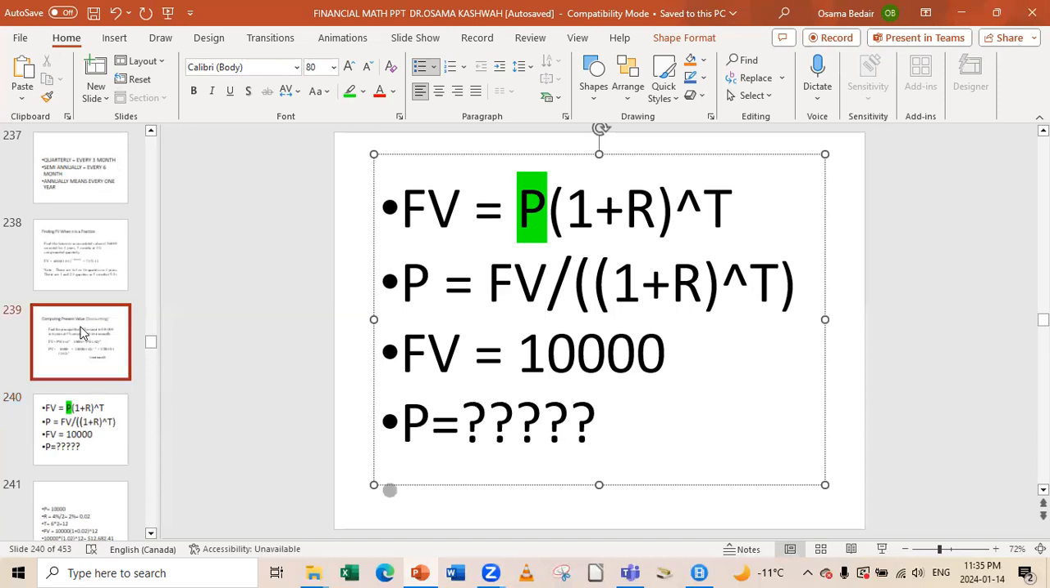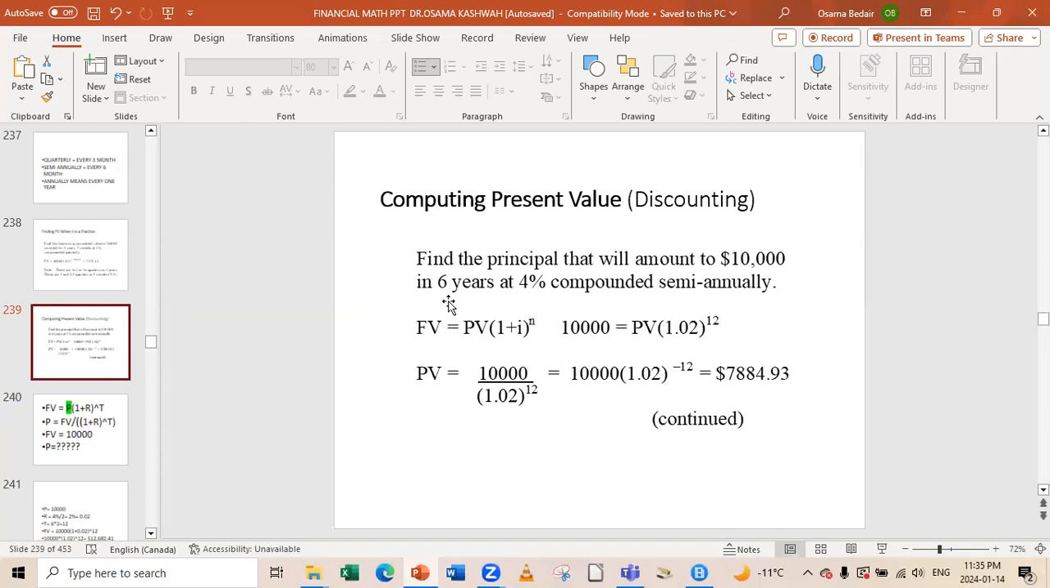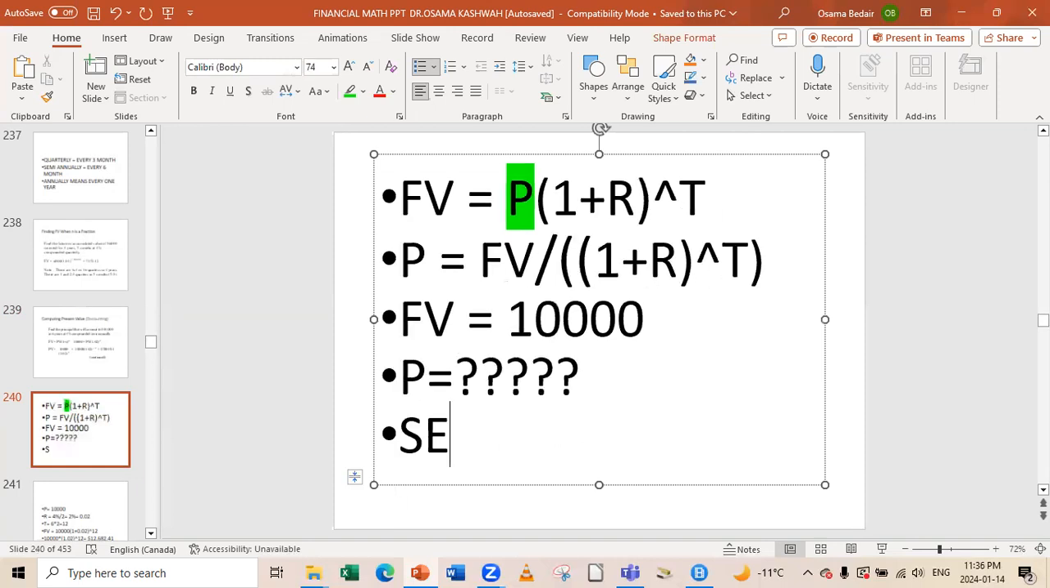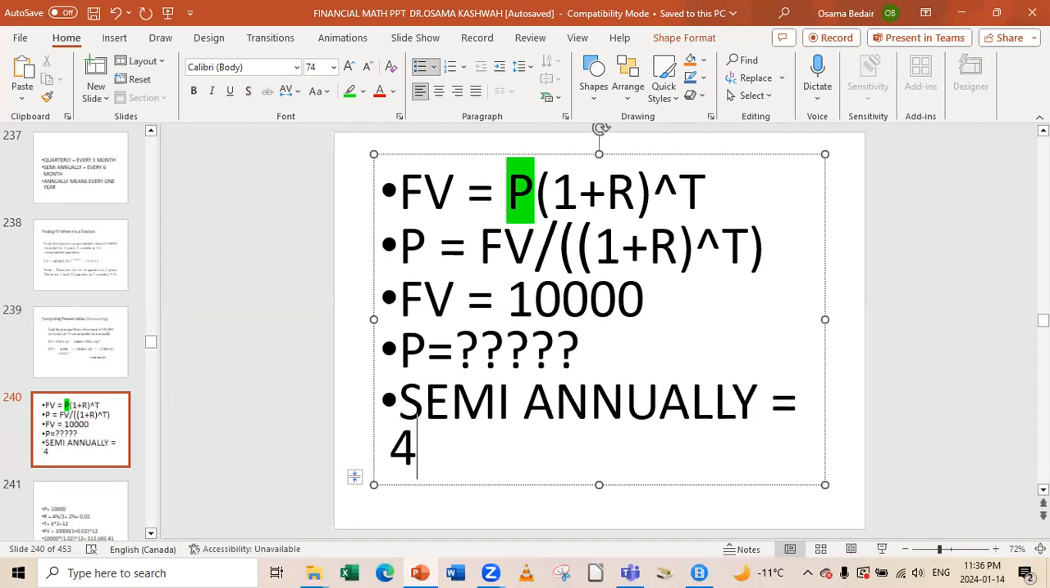But he gave me here, let us see. He said 6 years at 4% compounded semi-annually. We said as long as it's not annual, he got 4% in the whole year. So how many percent he will get in the half year? Semi-annually means half year. If I get 4% in the whole year, how much will I get semi-annually? We did this conversion before. So semi-annually will equal the 4% divided by 2, because 1 year has 2 semi-annuals. So this will give me 2%. That's what I will work on now, 2%.